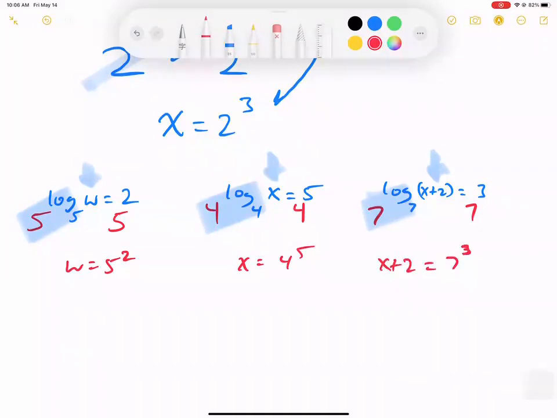In this last problem here, I still have to solve it. I get rid of 2 on both sides. X is equal to 7 cubed, which I don't know what it is, minus 2, right? So the goal is to get rid of that log somehow.